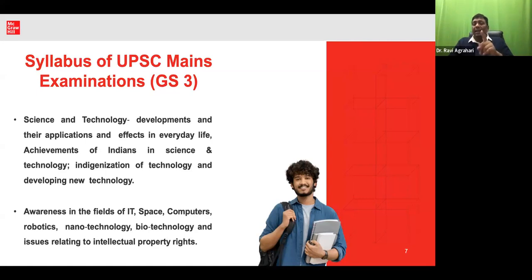So first, and again, last advice to everyone: if you follow this syllabus, you will never write the answer about artificial intelligence application in the health sector that UPSC asked in 2023. What about Bose-Einstein statistics? Bose-Einstein statistics is not mentioned in your syllabus. Bose-Einstein statistics is part of particle physics.